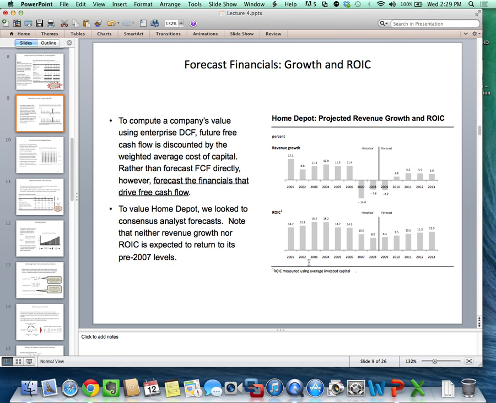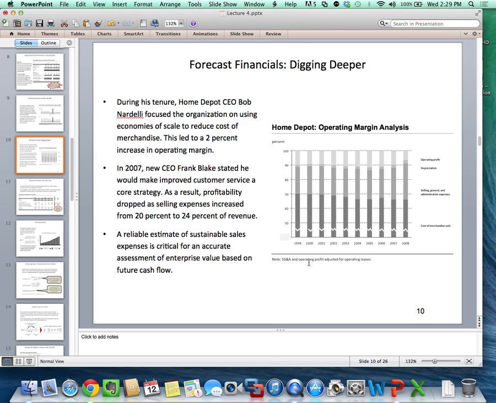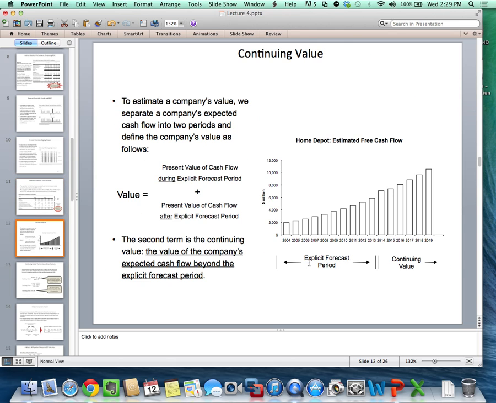I'm going to skip over these next few slides because I've assumed you've read the book, and the book does a good job of explaining these topics.